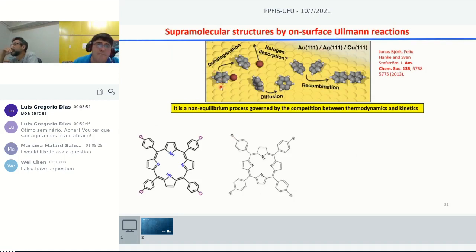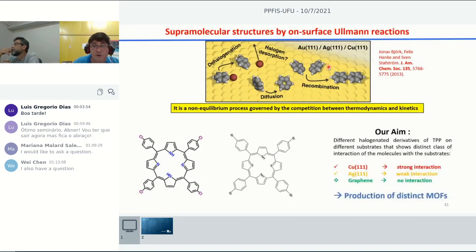That means you can put a halogenated molecule on the surface, and depending on the temperature of the surface, you can promote the dehalogenation. Then this species is movable enough and reactive enough to meet another product and form a more complex structure. And we want to do the same using these porphyrins as a precursor molecule.